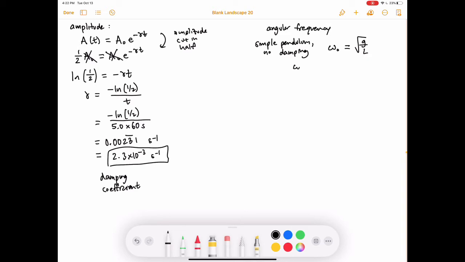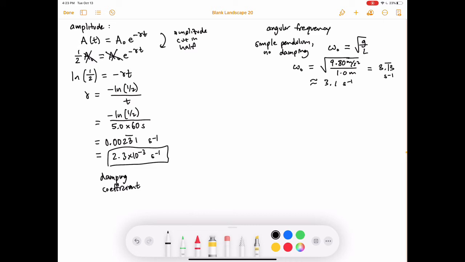So this would be the square root of g, which, assuming the pendulum is on Earth, g is going to be 9.8 meters per second squared, and then L is 1 meter. So this works out to 3.13 inverse seconds. So about 3.1 inverse seconds.